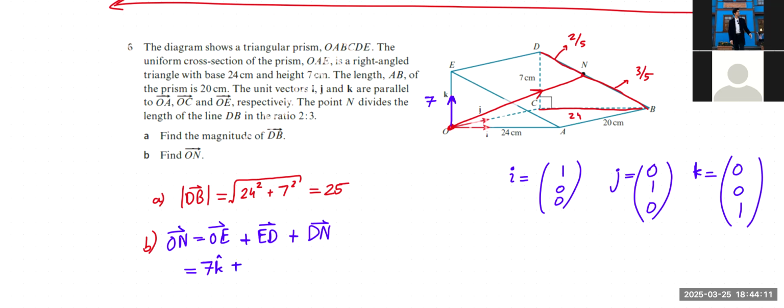What about ED? What direction is ED in? What do you think? It's 20 long, right? 20 long in what direction?